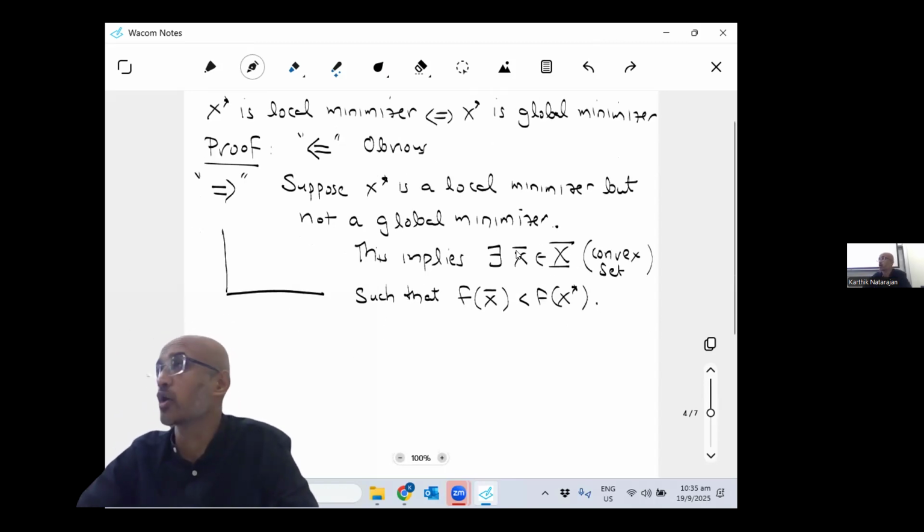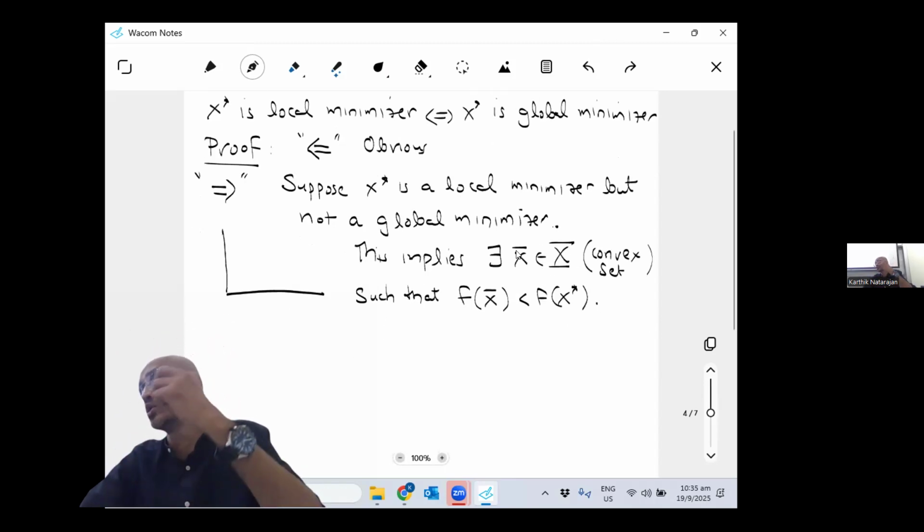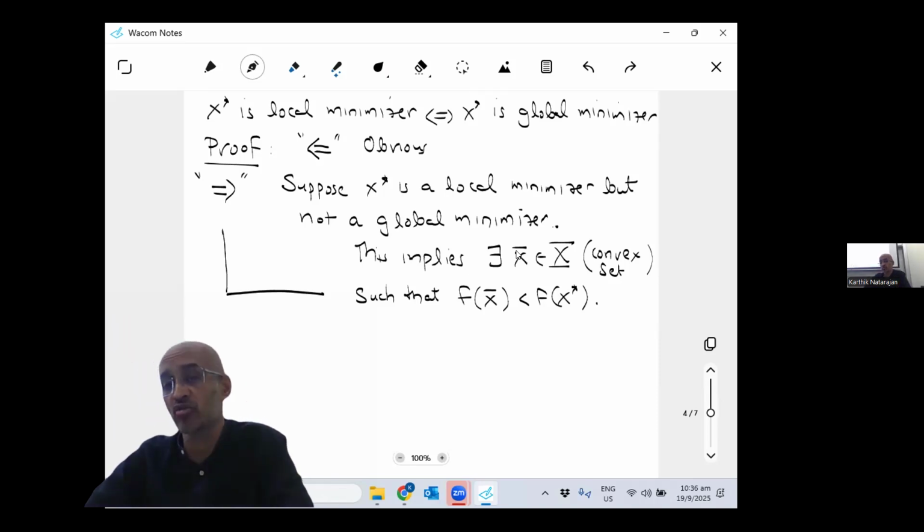Now what we are going to do is try to parameterize points going from x star to x bar. Let's say this is x star, and let's say this is a point x bar. Let's say x star was a local minimum. I'm just drawing an arbitrary convex function here, but let's say this was a local minimum, but it's not a global minimum.